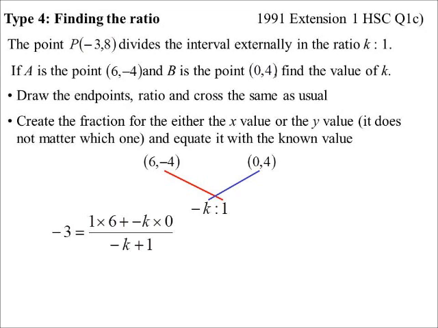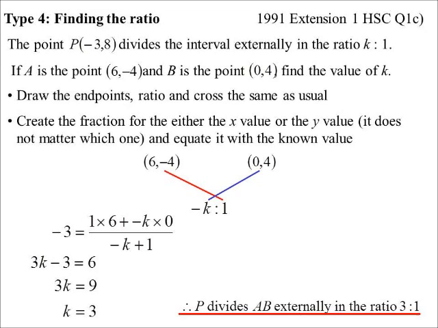So bottom of the fraction, minus k plus 1. Top of the fraction, 1 times 6. And then minus k times 0. And I know the answer for that. The x value is minus 3. Playing around with that equation, 3k minus 3 is 6. K ends up being 3. So P divides AB externally in the ratio 3 to 1. 3 to 1.